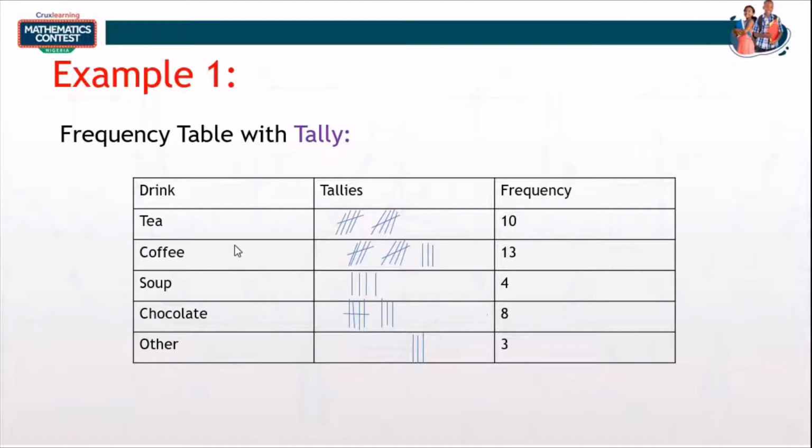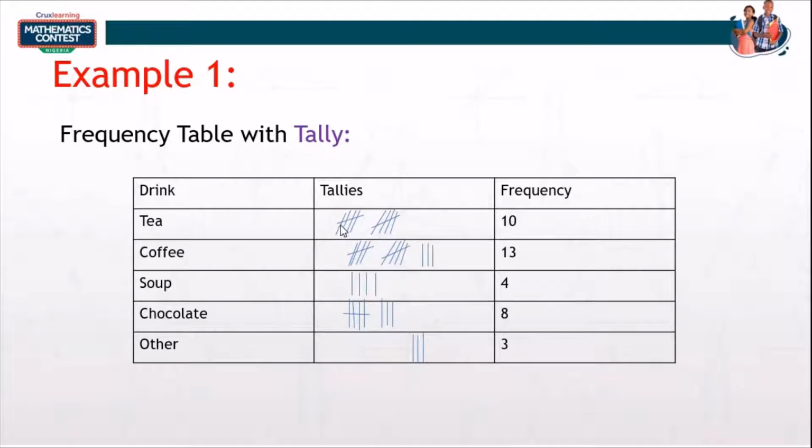Like I have here, the first column is for the item you are about to present. So my item is drink. I have tea, I have coffee, I have soup, I have chocolate, I have others. Here we have the tally for each of them. So this is how you represent using tally.